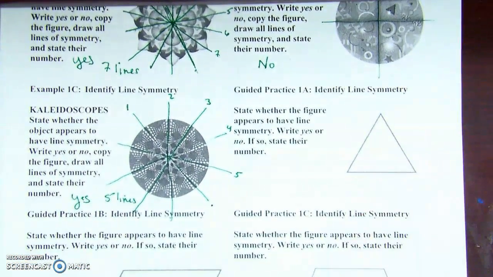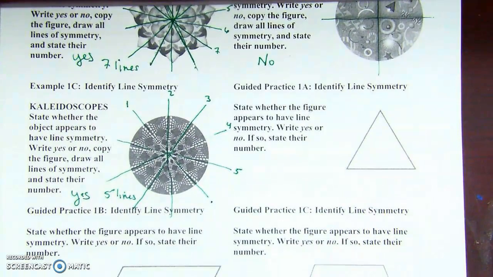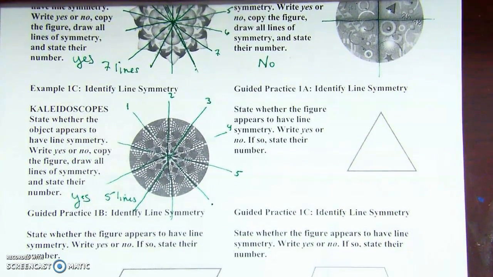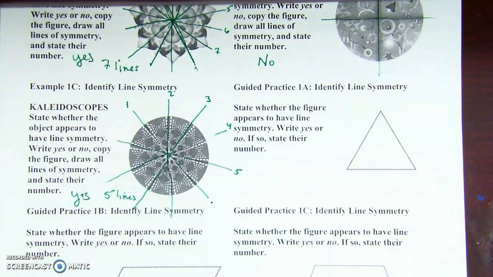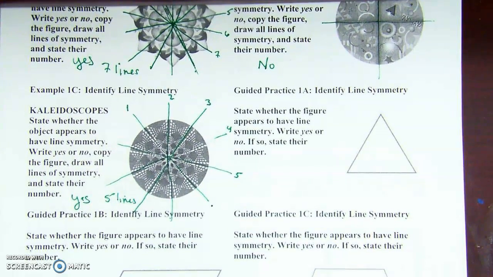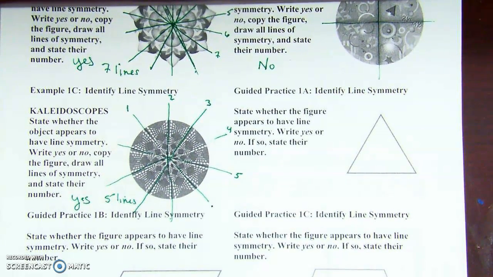Okay. I'm going to double check something really quick. Yeah, 5 lines. Okay. All right.